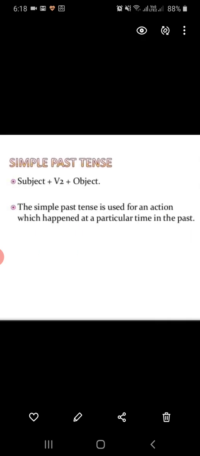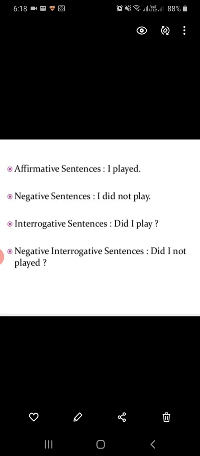Simple past tense, subject plus second form of the verb plus object. The simple past tense is used for an action which happened at a particular time in the past. Affirmative sentence, I played. Negative, I did not play. Interrogative, did I play? Negative interrogative, did I not play?